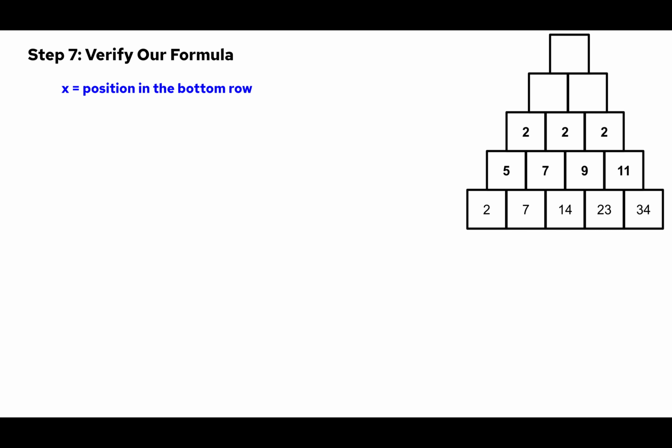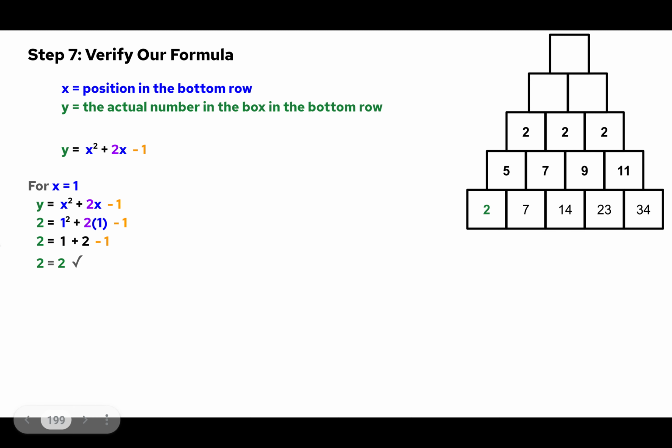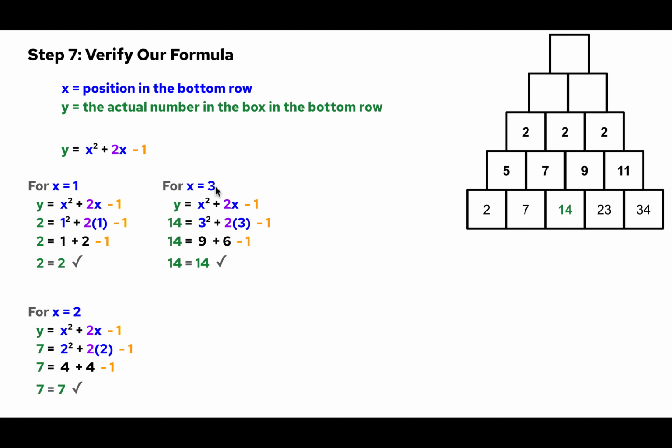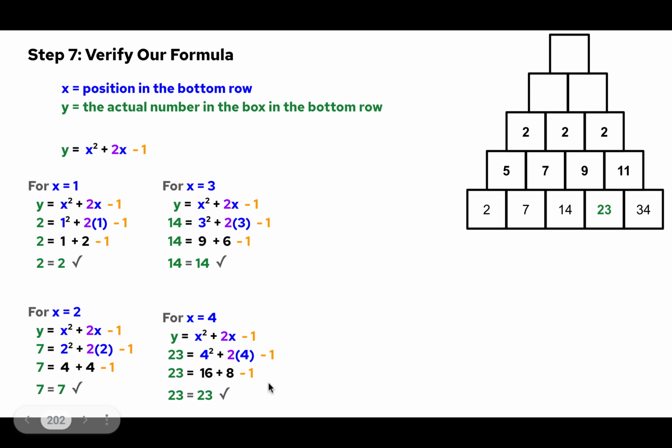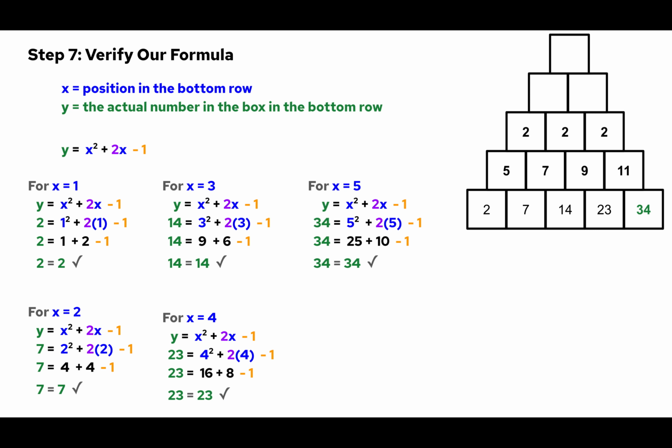So let's verify that. Again, x is the position in the bottom row and y is the actual number in the box in the bottom row. And there's our equation that we created. And let's check it for number 1. So for the first one, it should be 2 and it verifies. For the second one, it should be 7. Yep, the second one verifies to 7. For the third position, it should be 14 and it is 14. For the fourth position, it should be 23 and it works out to 23. And for the fifth one, it should be 34 and it does.